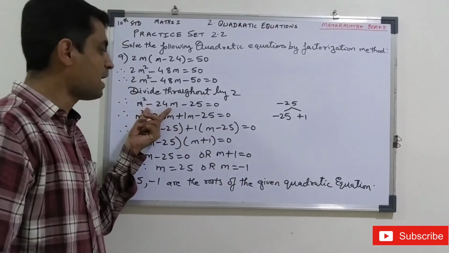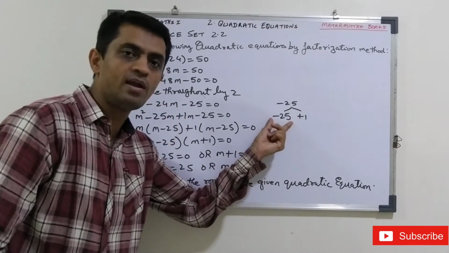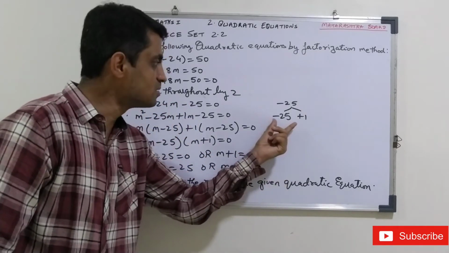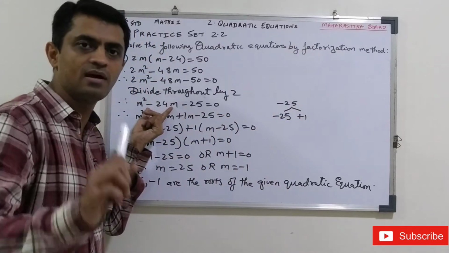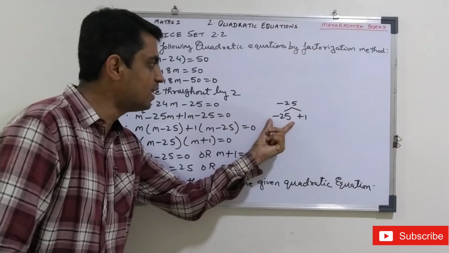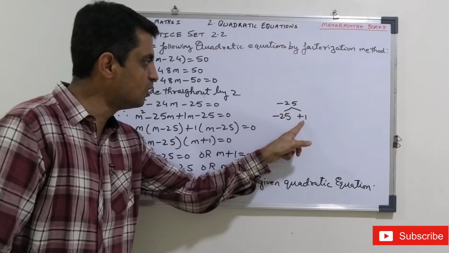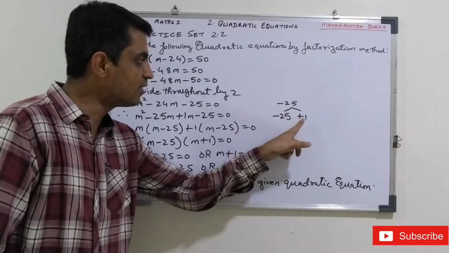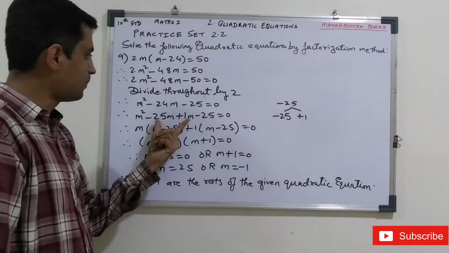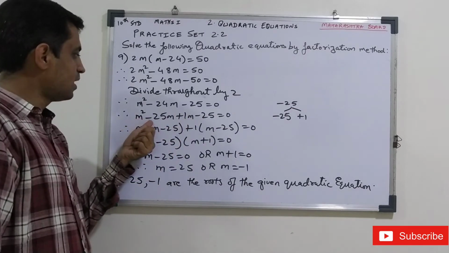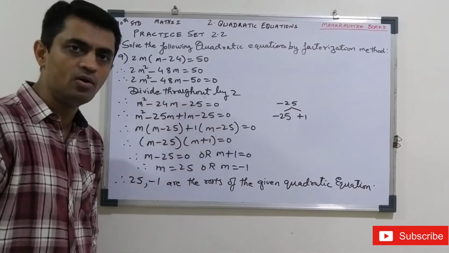We want minus 24. So what will be the factor? Minus 25 and 1. Because minus 25 and 1 will give you minus 24. Correct? And minus 25 multiplied by 1 will give you minus 25. Now, this we have copied here. So we got m square minus 25m plus 1m minus 25 is equal to 0.